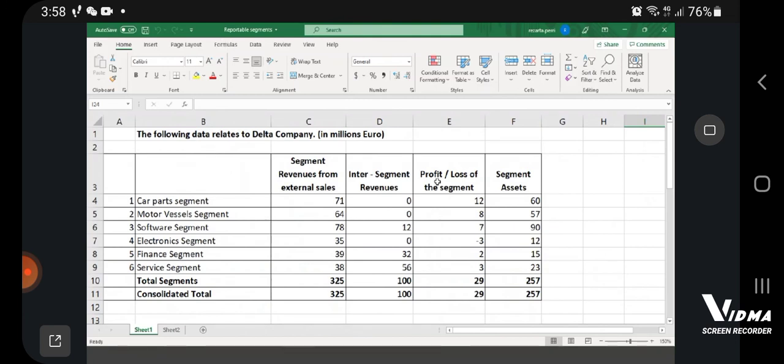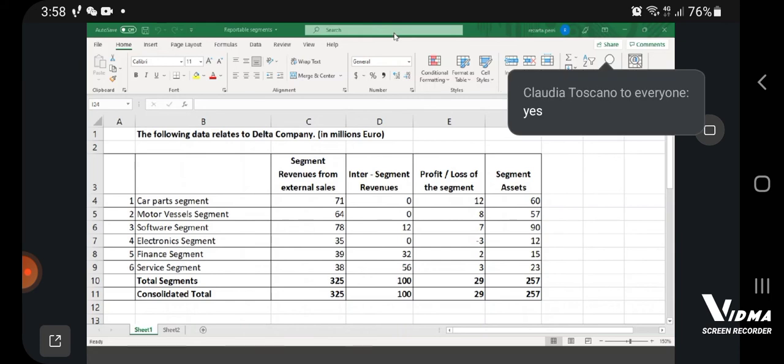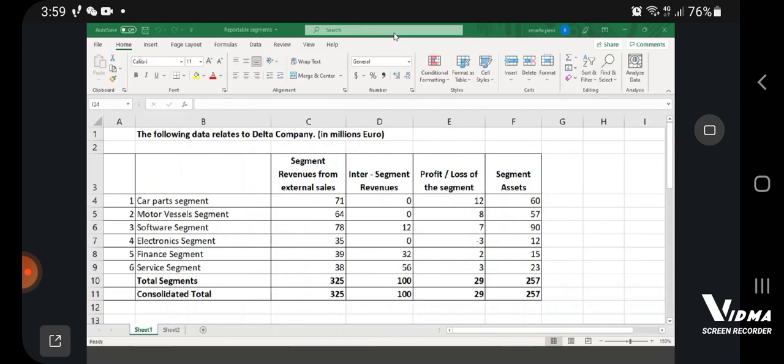Can you see my Excel file right now? Okay. So have a look at the information that you have here. I promise it will take us only 2 minutes, okay?